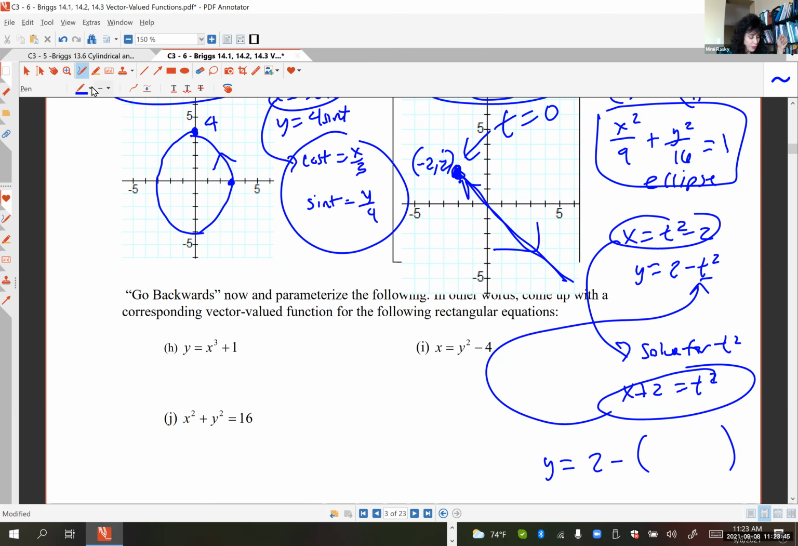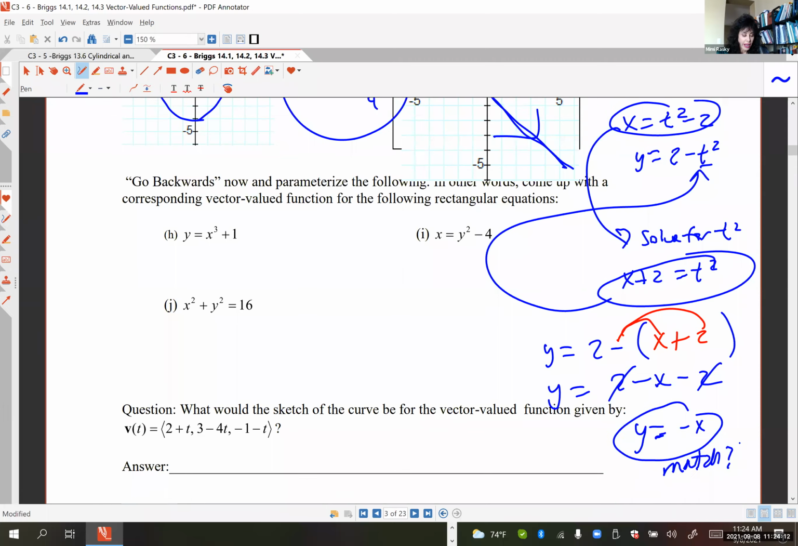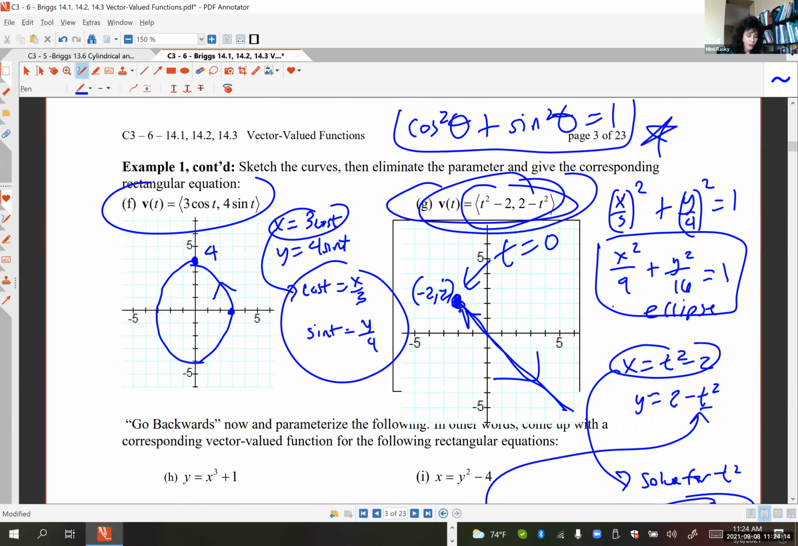You have to be careful because parentheses matter. You're going 2 minus t squared. The t squared is x plus 2. And then you want to distribute the negative over the parentheses. And so when I do that, I'm going to get y is equal to 2 minus x minus 2, but then the 2's cancel. So all you're left with is y equals negative x. Now, this is the time when you match, or you try to match. Does this graph match the graph of our vector valued function's curve? Exactly.